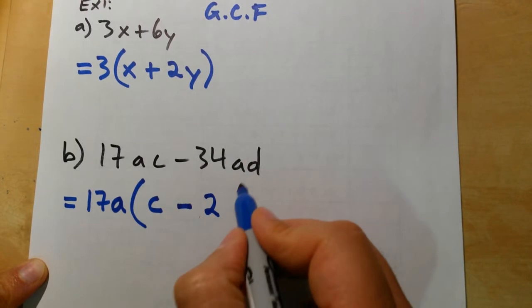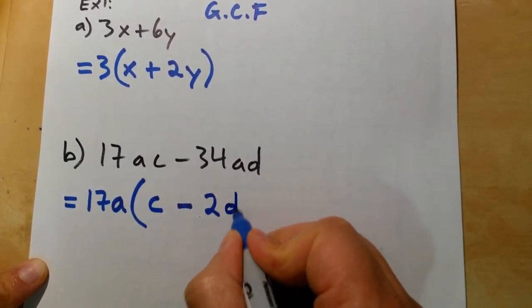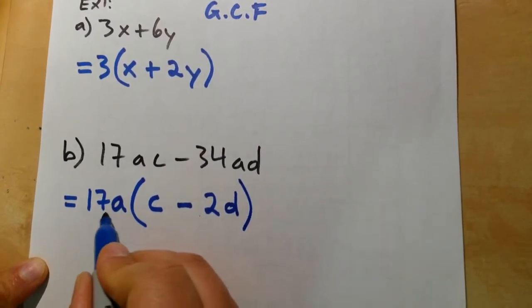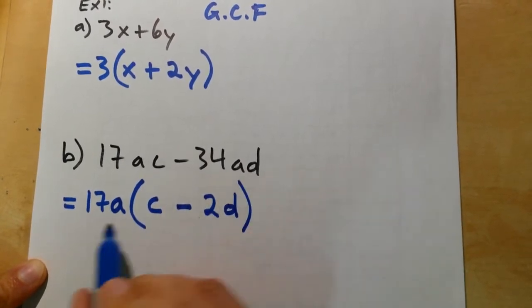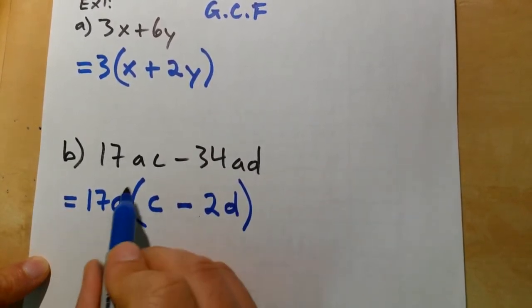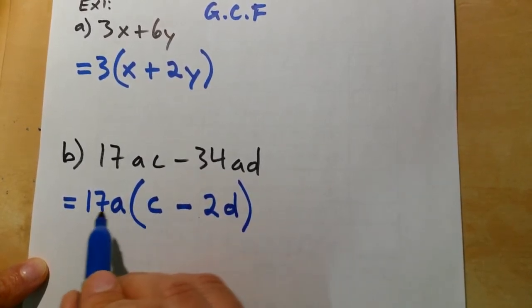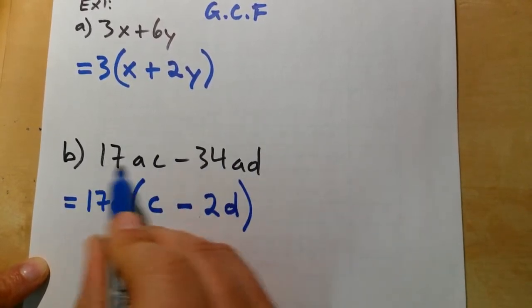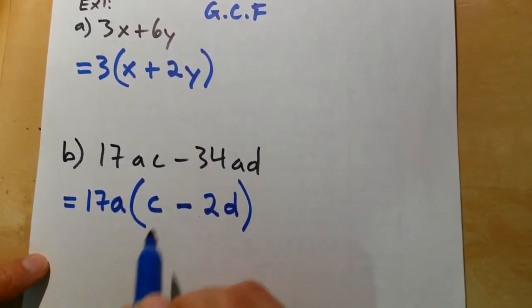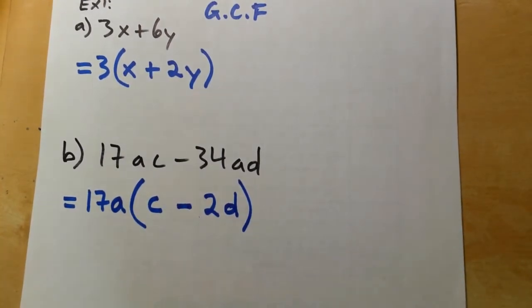And then 17a times what in order to get 34ad, right? Well, we just put the d here, right? So 17a times negative 2d will give us negative 34ad, right? So that's one way of double checking, right? Once you've finished factoring out the common factor, try to expand this expression and see if you end up with that. If you end up with that, then you have properly factored out this expression. Right? Let's look at some other examples as well.